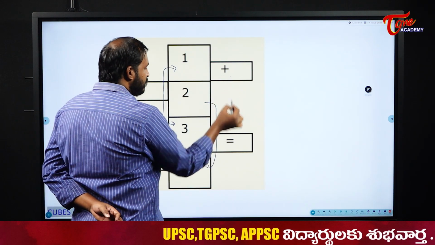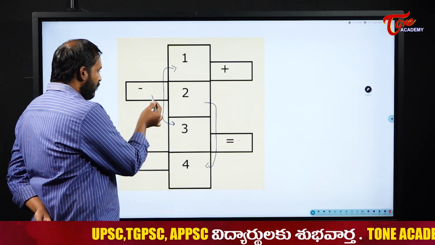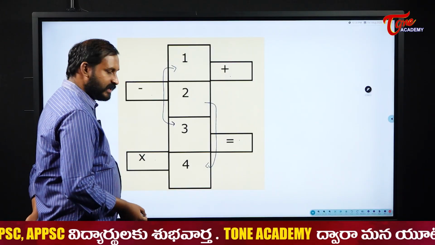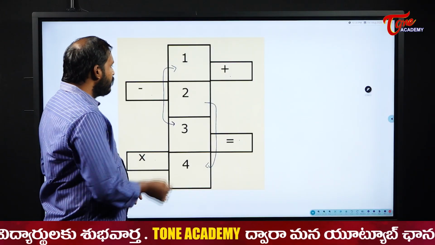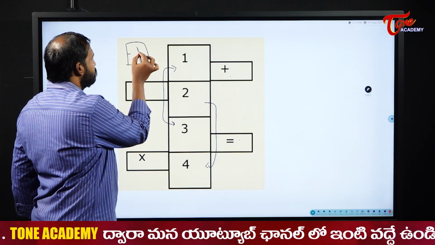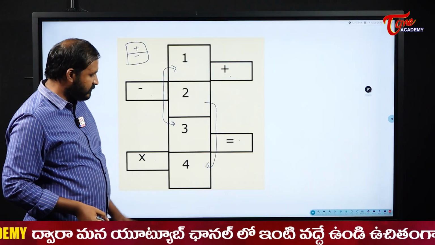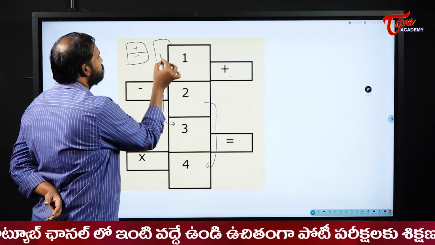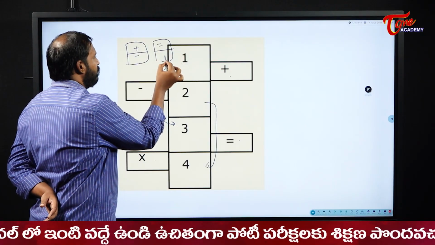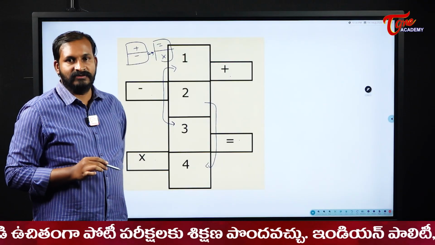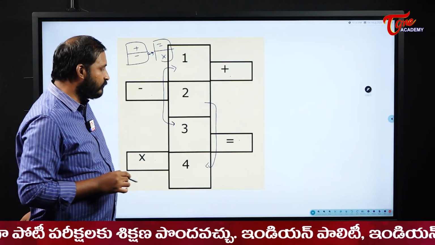Now see here students, here also the same thing. Actually speaking, these two are alternate to each other, and these two are alternate to each other. So what happens here is, this plus and minus will form one face, and this equal to and into will form the other face, and this face will be opposite to that face.